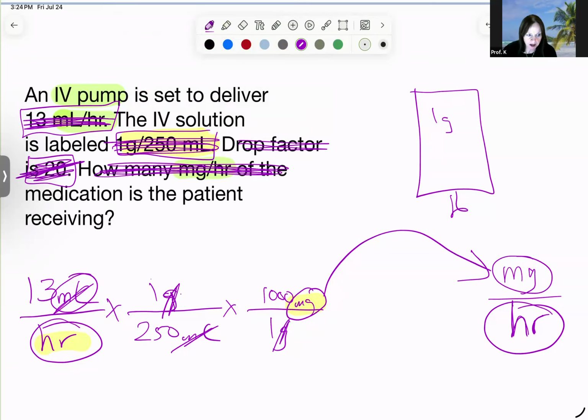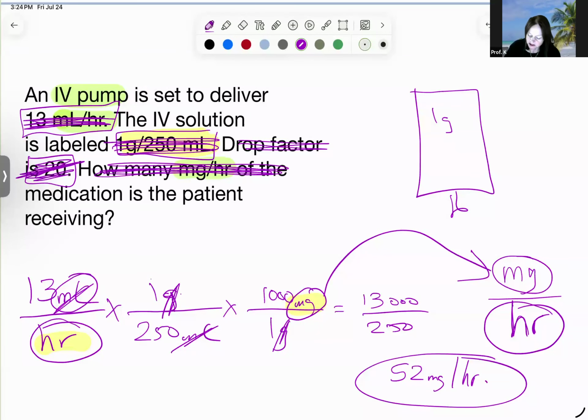So now it's just math. When I multiply 13 times 1,000, it will give me 13,000. And 250 times 1 is 250. When I divide, I'll get a solid 52 milligrams an hour.